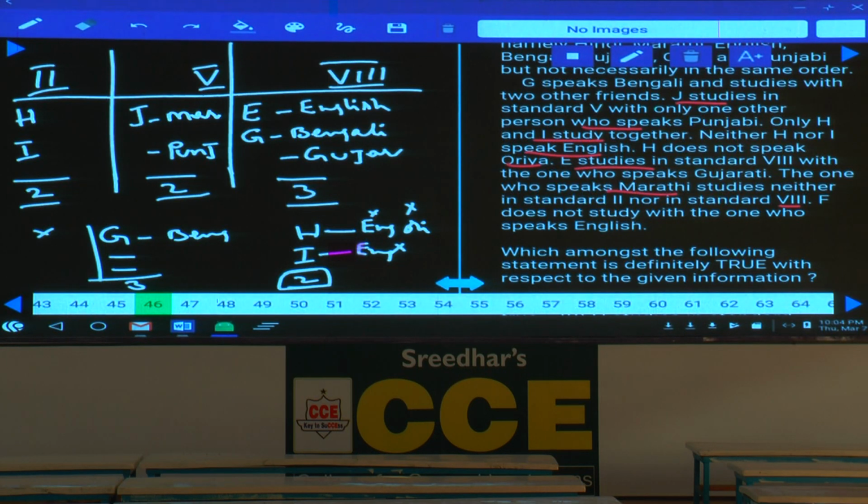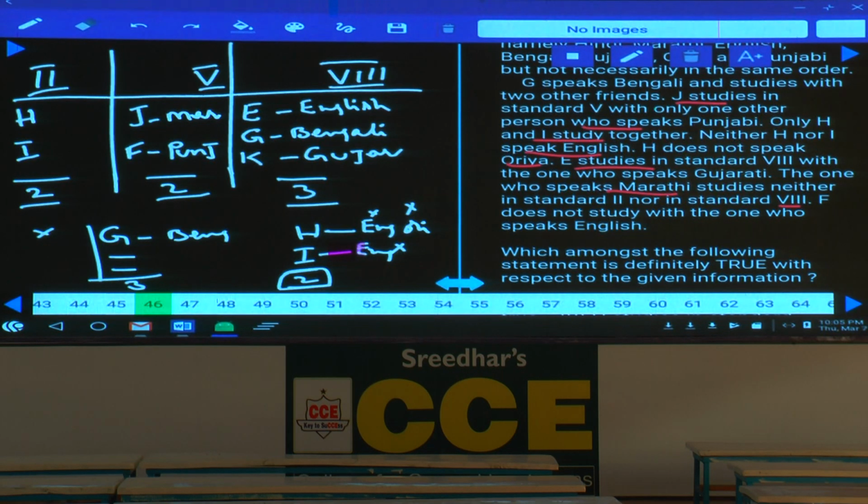As E speaks English, F does not study with the one who speaks English. Hence F cannot be in the 8th standard. As F cannot be in the 8th standard, F must be in the 5th standard, and he is speaking Punjabi. Done with this? Then who is the person left over? E, F, G, H, I, J, and K is the person left over, and K speaks Gujarati.